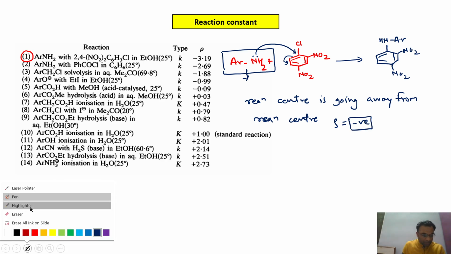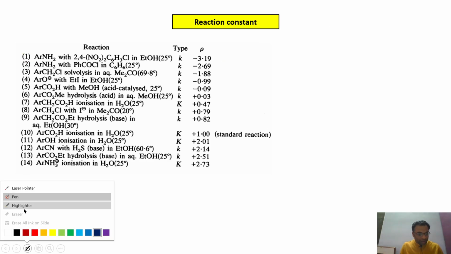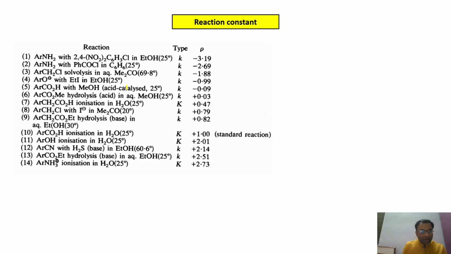And if we consider this carbon as the reaction center, that is where the reaction is taking place, then for this the rho value must be positive, as at this reaction center electron density is coming during the reaction. So in this way we can study all the reactions.